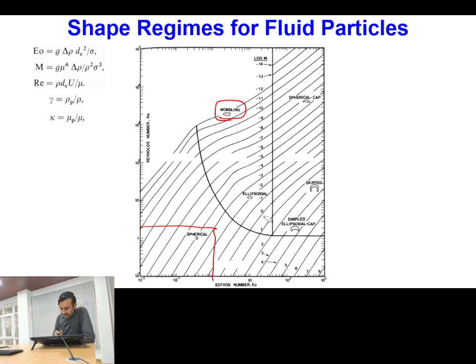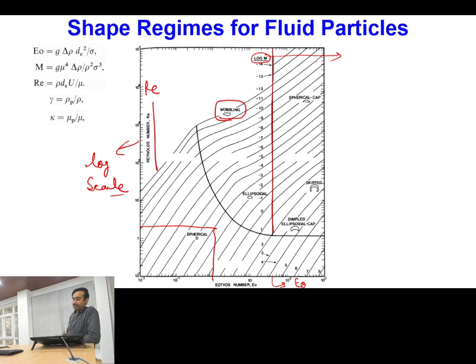Then we have this scale over here, which is a log scale, and on this log scale I have the Reynolds number along the ordinate. This is also a log scale, and on it I have the Eotvos number. And then on this side, only this particular portion, I have the log of Morton number, so log of M.